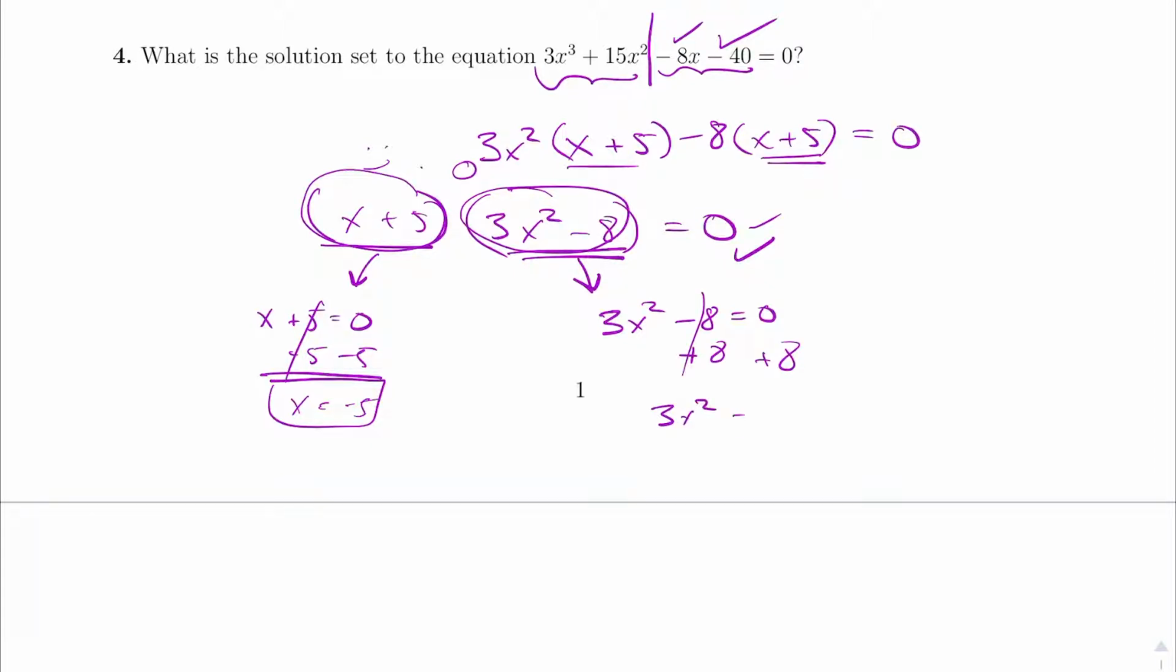That gives us 3x squared equals 8. Divide by 3 on both sides. That gives us x squared equals 8 over 3. And the last step to solve for x here is to square root both sides, and we get a very ugly answer, but it is still an answer.